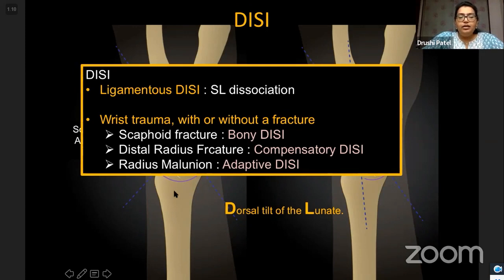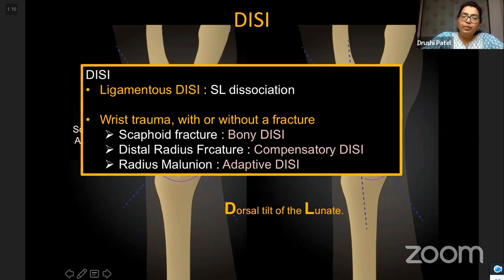When the fracture unites in a malunited position, radius malunion occurs, and it angulates dorsally. Along with it, the lunate is also in a dorsally angulated position. That is adaptive DISI. All right. So when there is a dorsal tilt of the lunate, with the scapholunate and capitolunate angles increasing, that is known as DISI.